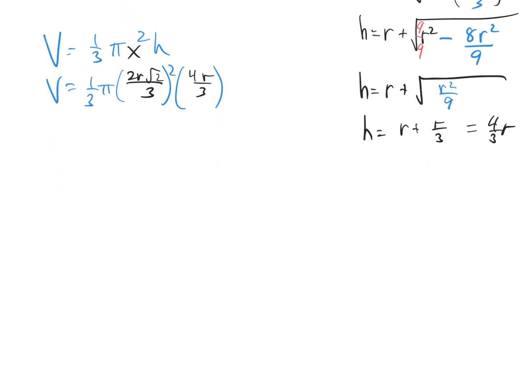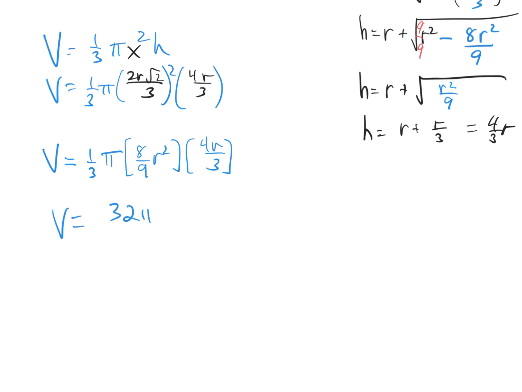Which means, finally, if we have a sphere of radius r, the biggest right circular cone that can be inscribed will have a volume of 32 pi times the square of the radius of the sphere divided by 81 cubic units.